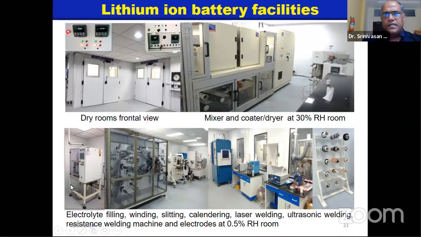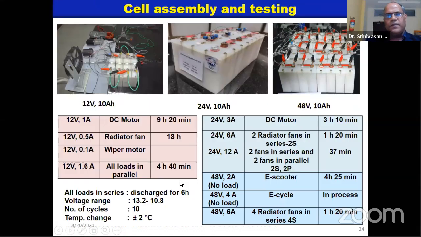Since the electrolyte and the other electrode materials are very sensitive to moisture and oxygen, we are doing all this process at dry room condition. 30% relative humidity is maintained for the coating machine, and 0.5% RH is maintained for the fabrication of the cells. These are the different cells with different capacities we have fabricated at our facility. 12 volt 10 ampere hour, and at maximum we have done a 48 volt 10 ampere hour lithium-ion battery cell.